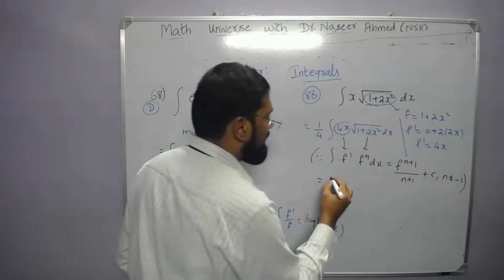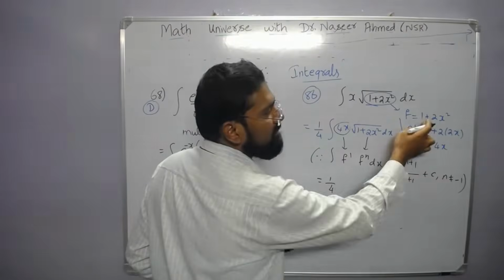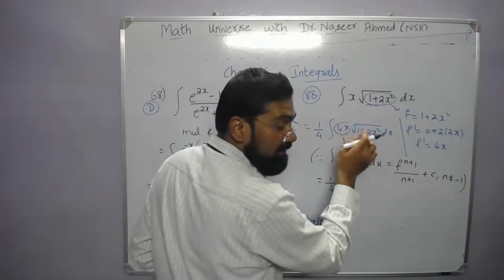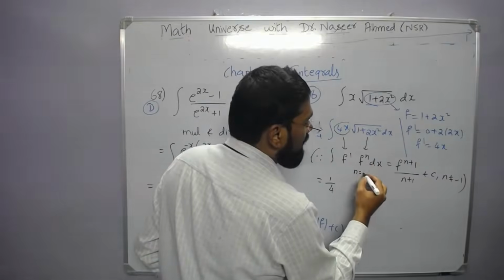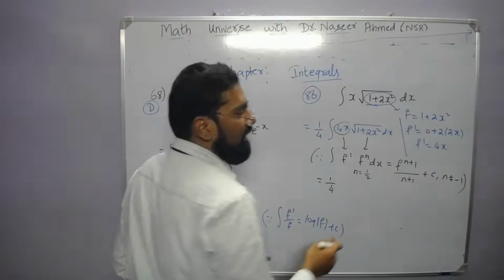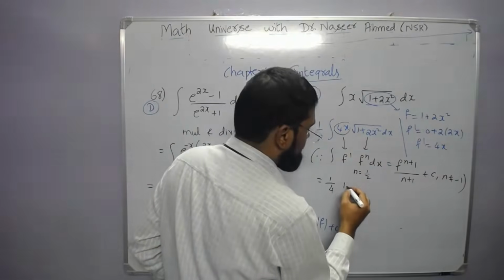So 1 by 4 as it is. So in place of f, what do we have? 1 plus 2x. In place of n, what do we have? Power root, I mean to say root. Root means square root means what? Here power half. Correct now? n is equal to half. So put here f. What is f? 1 plus 2x.